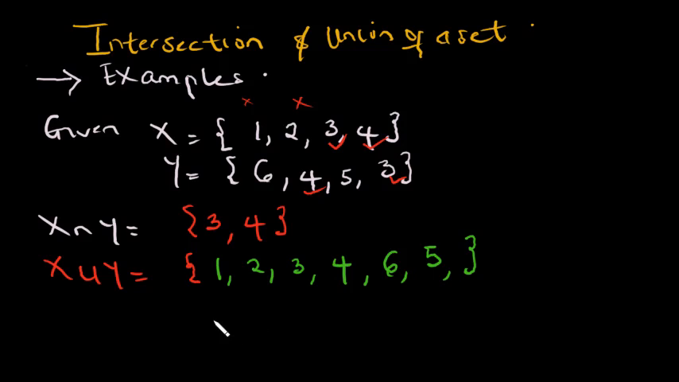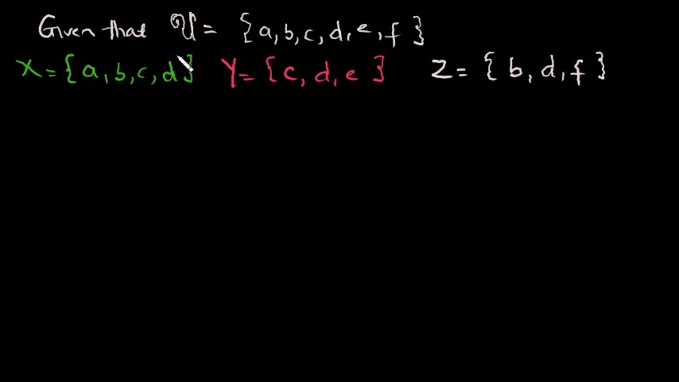And like I said in my previous video, you'll see that every element of x can be found in x union y, and every element of y can be found in x union y, and also every element common to the two of them can also be found in x union y. So let's take another example. Given that we have a universal set of A, B, C, D, E, and F, and we have these three sets, x, y, and z.